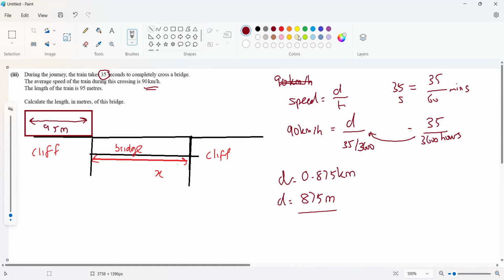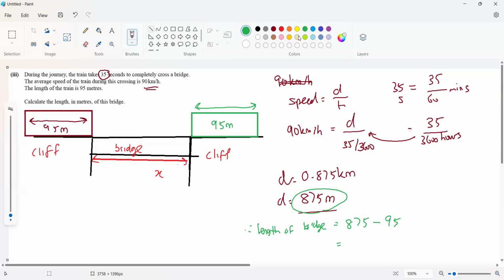Now, for it to successfully cross the bridge, it means that every single part of the train has to pass the bridge. In other words, the train has to fully get past, as in 95 meters of the train has to get past as well. So this 875 here is both the bridge and the train combined together. So we need to do some subtraction here. So therefore, the length of the bridge in this case would simply be 875 subtracted with 95 because there is an additional 95 meters that the train needs to travel to complete its full length. So in this case, 875 minus 95 will give us 780 meters. So that is the length of the bridge. So that is for question 3.